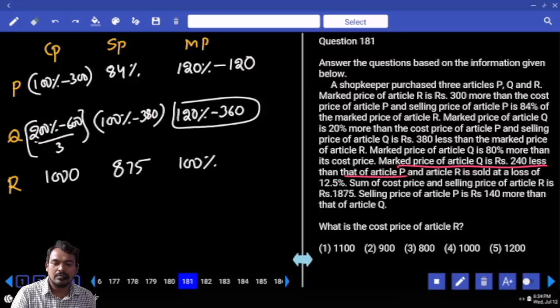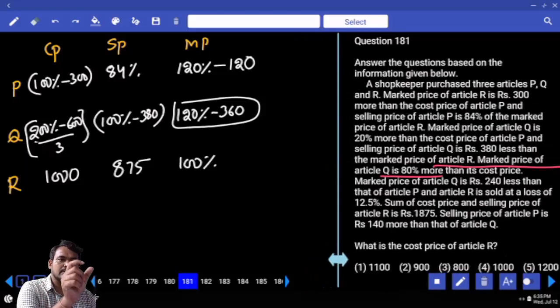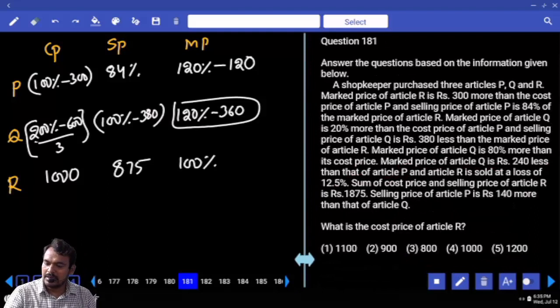120% minus 120. Actually 120% minus 360 value compared to the first one, how much value less? 240 less. 240 less means written 120% minus 120 minus 240. Total it is 120% minus 360. Reverse are given. Next, what is the next one? All the data are clear.